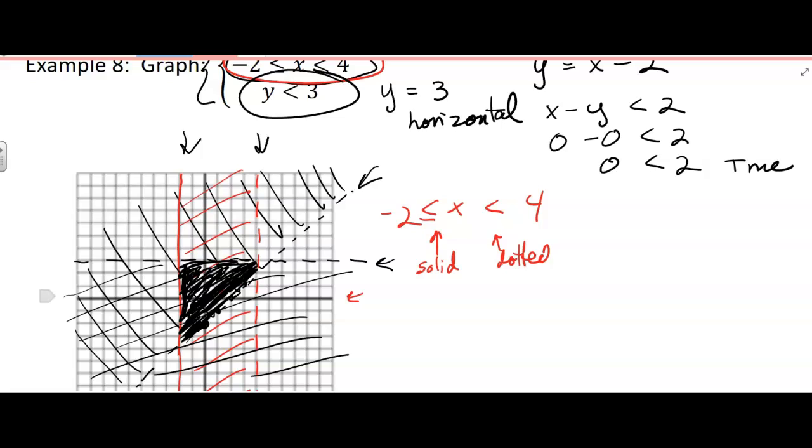Okay, that is how you do it. Then it's a little bit messy because we had so many lines, but you'll find a way to do it. Okay.